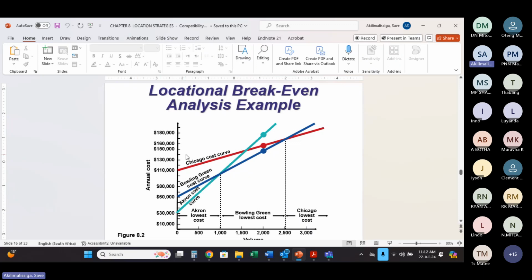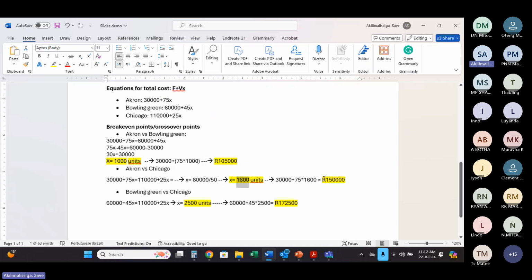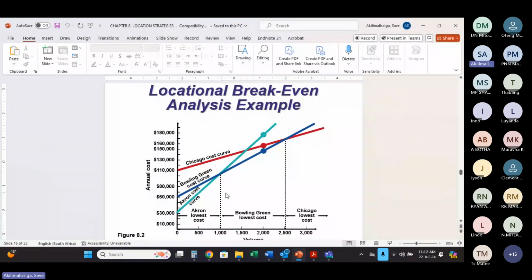And on the other side here, you check where 150,000 is, that is the cost at that point. So 150,000 is 150,000. So you just draw that one coming here. And where they are going to meet, that will be the crossover point or the break-even point between the Chicago cost line and Akron. And that should be around this point here.